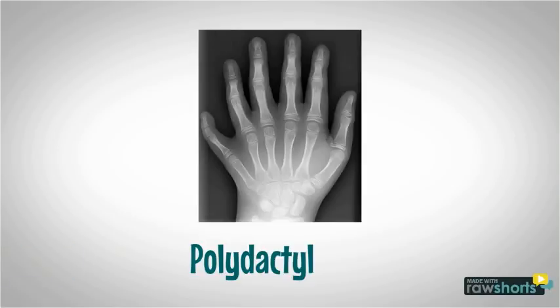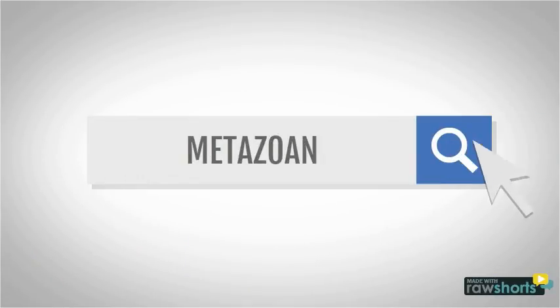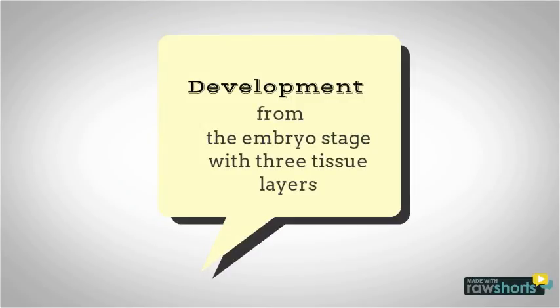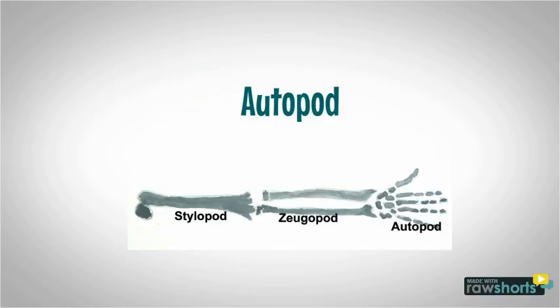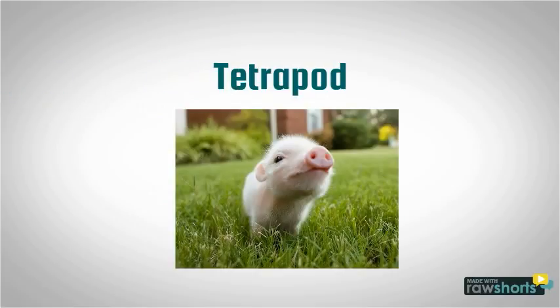Polydactyl. This type of structure includes animals which have more than the normal number of fingers or toes. Metazoan. These are the animals which go through development from the embryo stage with 3 tissue layers. Autopod. This is the most distal region of the body which contains the hand or feet and the digits which they are comprised of. Tetrapod. A tetrapod is a vertebrate possessing 2 pairs of limbs or a total of 4 limbs, such as amphibians, reptiles, birds, and mammals.